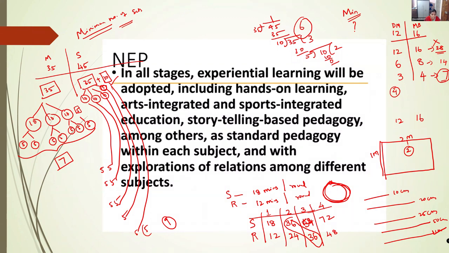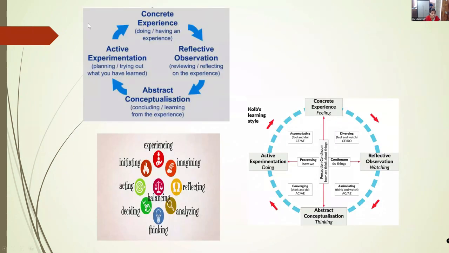So now we'll move to the next slide. It is about learning. So learning should go through all four stages. The first stage is concrete experience. So children should have some experience. If we are doing a clinometer experience, children are feeling, okay, ma'am is seeing the top of the pole. So they're experiencing it there.